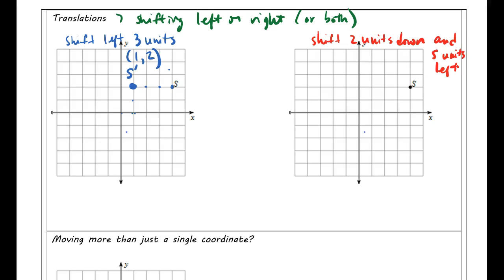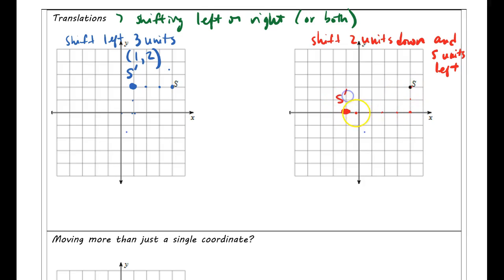Okay, if you want to try it on your own, hit pause and try it and come back. But I'm going to go ahead and start. 2 units down, 1, 2, and then 5 units left: 1, 2, 3, 4, 5. So it ends up here, so you have to do both at the same time.